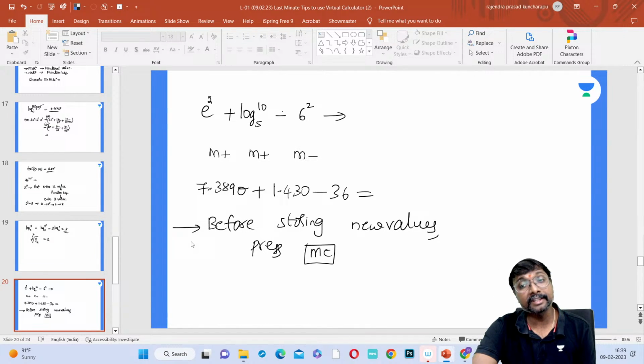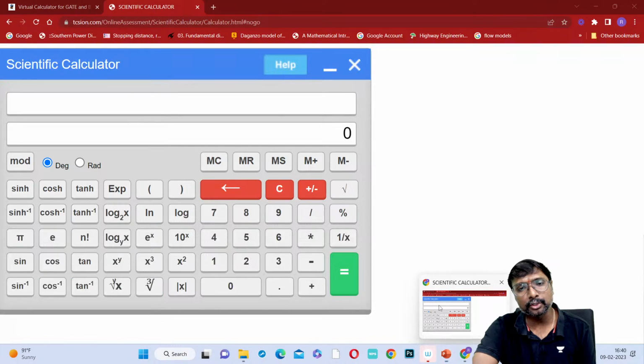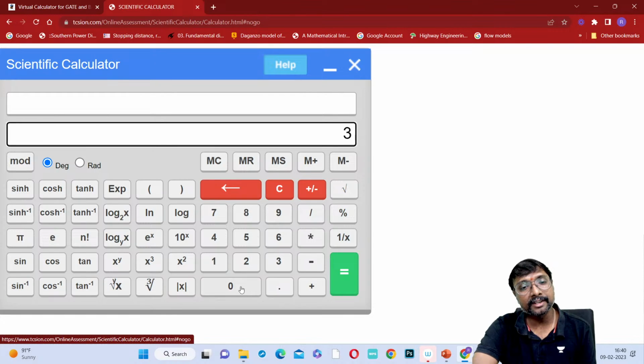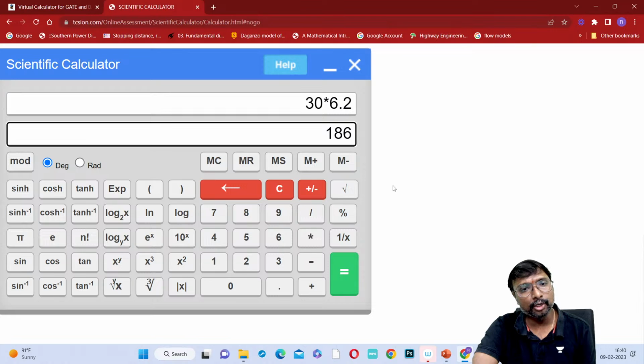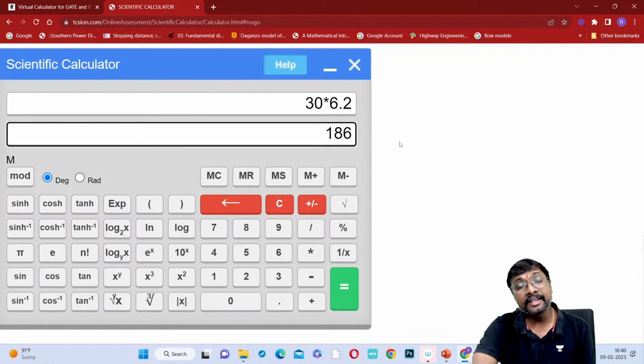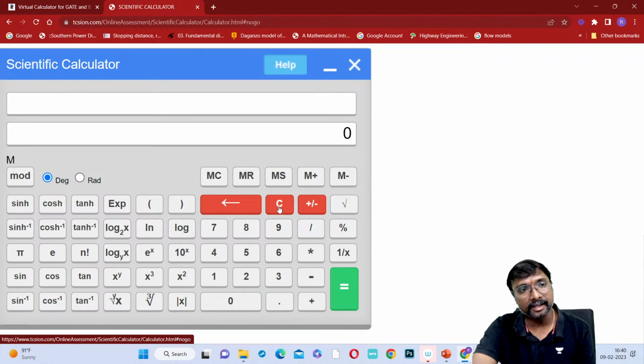So that is the next, third one, memory. You can say, if I wanted to store just a single value only, what we need to do? Just for an example, 30 into which one? This is 6.1, 6.2, just for an example. This is a value obtained, right? Then what we need to do? We just press on this MS, so that value will be stored. That's it, right? Clear everything.